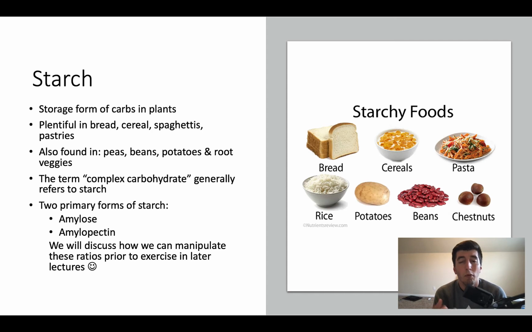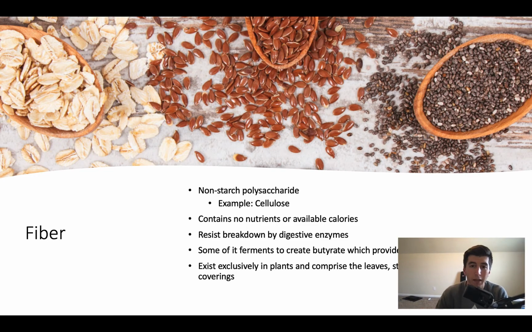Realistically, there's two primary forms of starch. We're going to have amylose as well as amylopectin. So we'll talk about those in later lectures about what the difference is between amylose and amylopectin. Fiber, on the other side, is a really interesting polysaccharide. Essentially, humans lack the enzymes needed to break fiber down. So we can't get the goodness out of fiber realistically. But it can ferment inside of our gut. We'll talk about that when we talk about digestion.